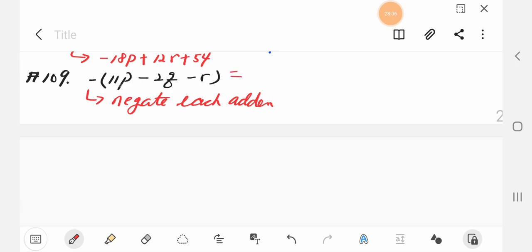So that will be 11p becomes what? Minus 11p. And then negative 2g becomes positive 2g. So minus becomes plus 2g. And then minus r becomes plus r. Simple, right? So the minus sign means make the opposite of the addends inside the parentheses. Opposite means change the sign.